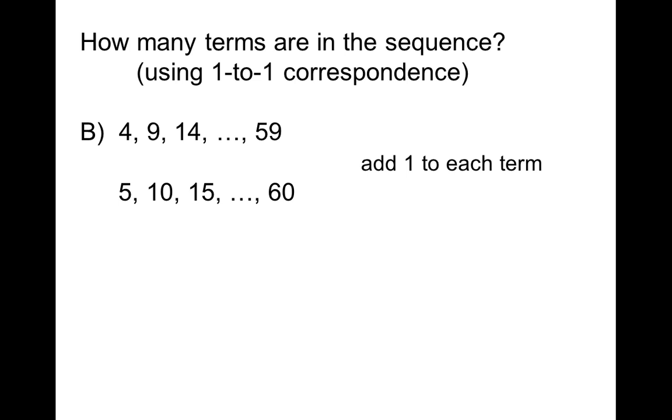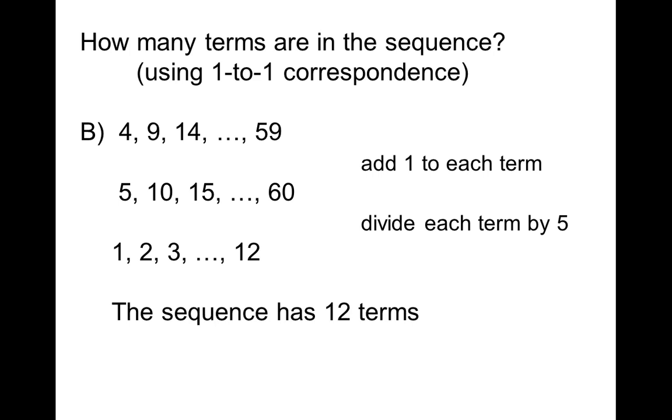So now I've got 5, 10, 15, up to 60. What if I divide each of those numbers by 5? Then I get the numbers 1, 2, 3, up to 12. And it's pretty clear to see that there are 12 numbers in that sequence of numbers, so there have to be 12 numbers in the original sequence of numbers as well.